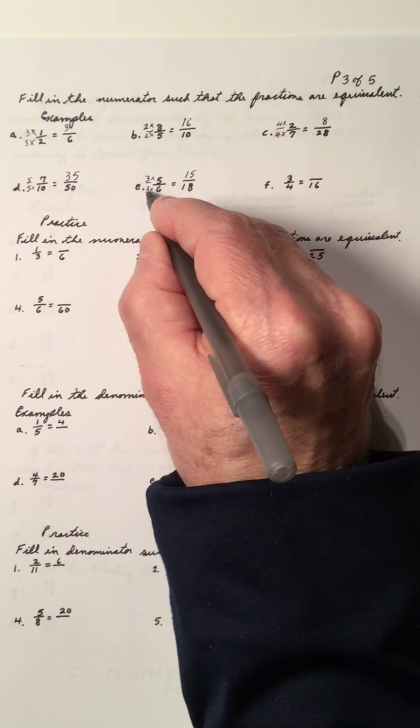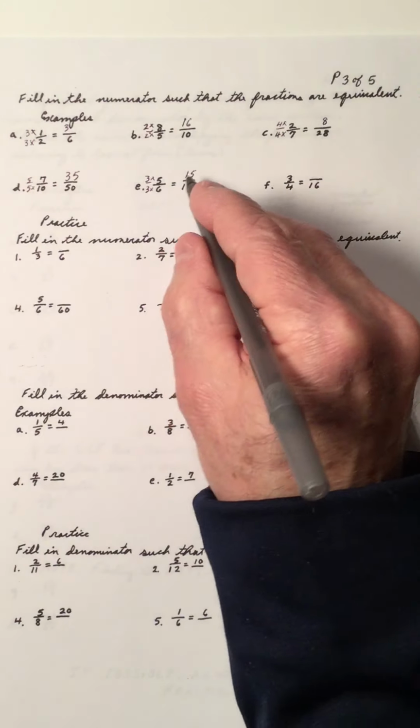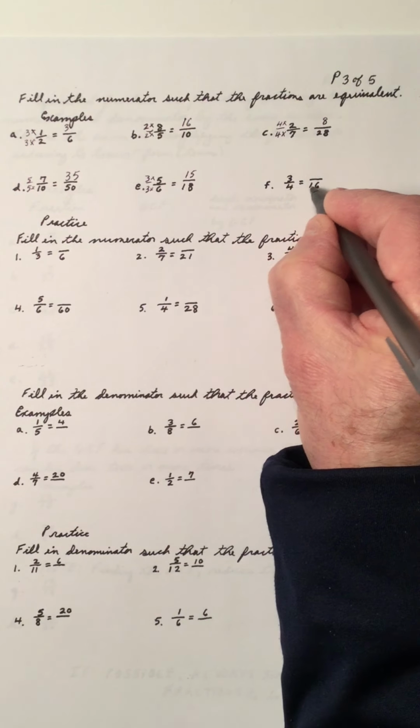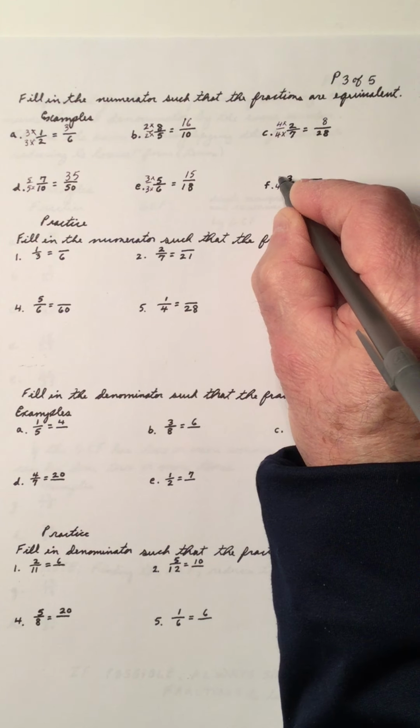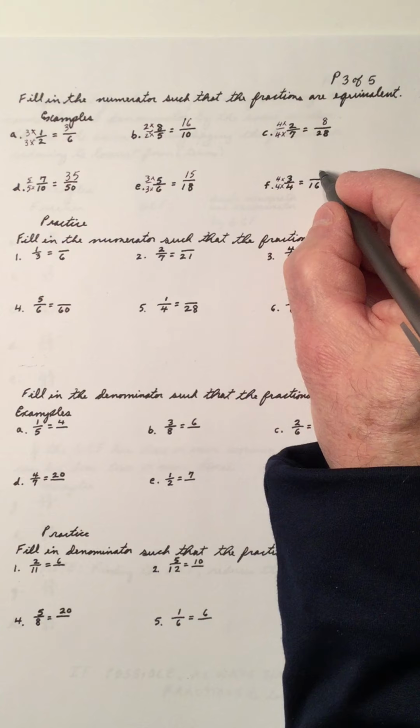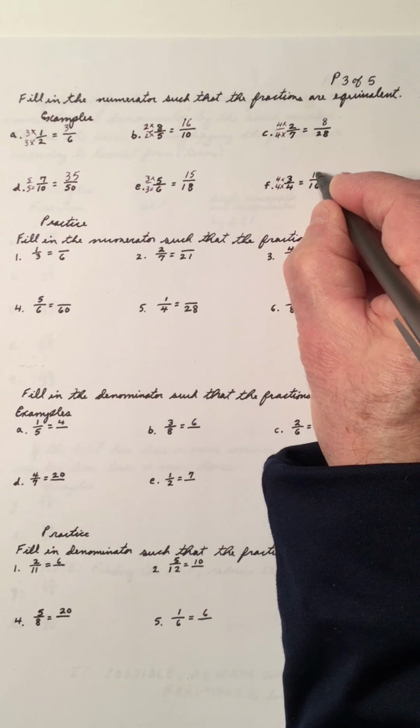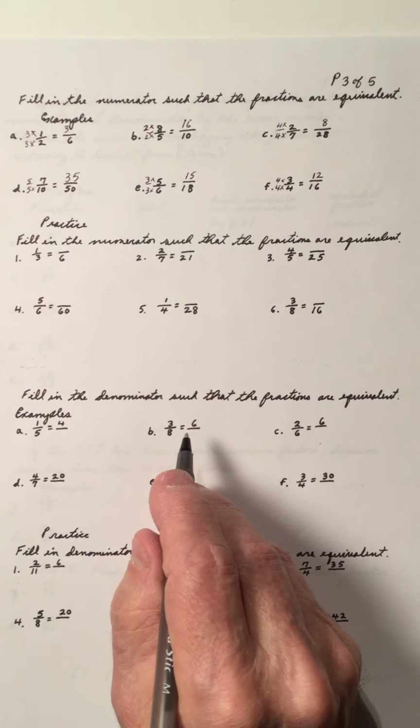3 5s are 15. 3 6s are 18. So everything is... What number multiplied by 4 gives you 16? The answer is 4. So we multiply the top by 4 to make it equivalent. So 4 times 3 is 12.